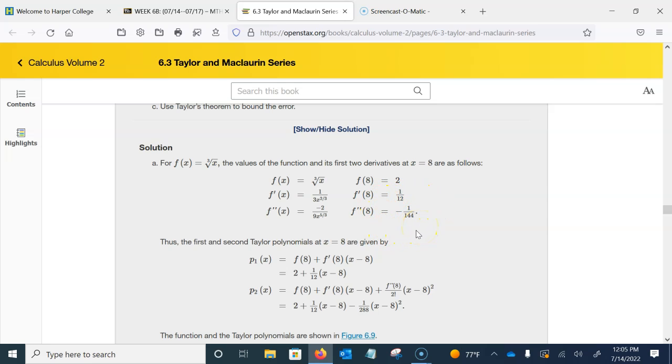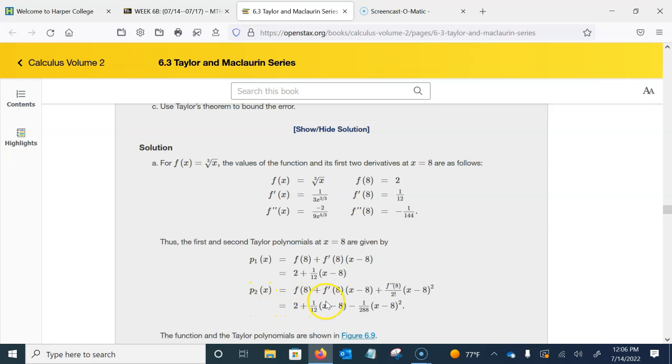All right, so P1, there's my c0, it's just f at 8, plus f prime at 8 over 1 factorial times x minus 8 to the first power. Okay, f prime at 8 is 1/12. So the first polynomial is 2 plus 1/12 times x minus 8. Notice the degree of that is 1. That's the first polynomial.